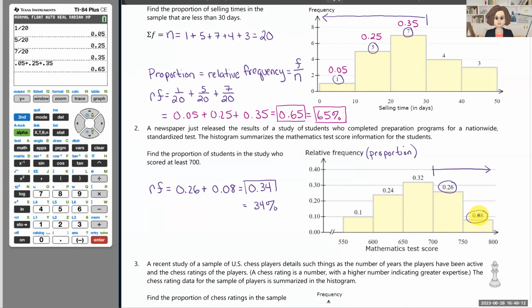All right, so it will always be specified if we want decimal or percent. I just like writing both here. So pay attention. If it's frequency up top and you're looking for proportion, you're going to have to find those proportions. But if it's already given as a proportion, all we need to do is add the relevant proportions together.